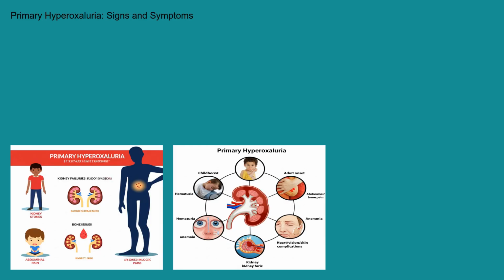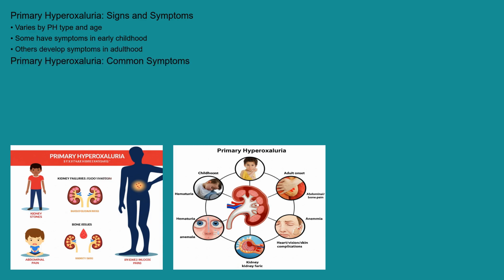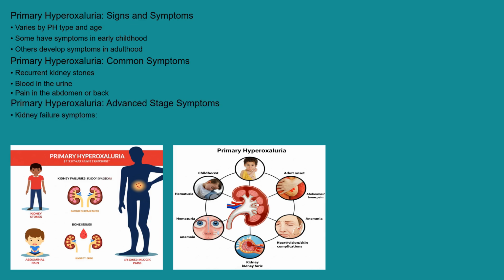The signs and symptoms of primary hyperoxaluria can vary depending on the type of PH and the person's age. Some individuals may experience symptoms in early childhood, while others may not develop noticeable symptoms until adulthood. Common symptoms include recurrent kidney stones, blood in the urine, and pain in the abdomen or back. In advanced stages, symptoms of kidney failure may appear, such as fatigue, swelling, nausea, and decreased urine output. Systemic oxalosis can lead to bone pain, heart problems, vision problems, and skin rashes.